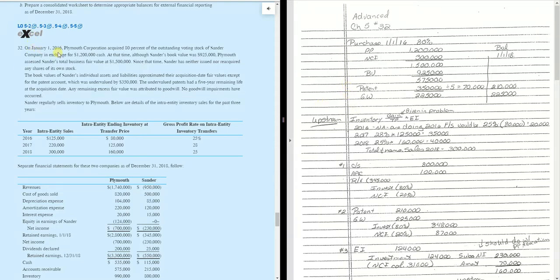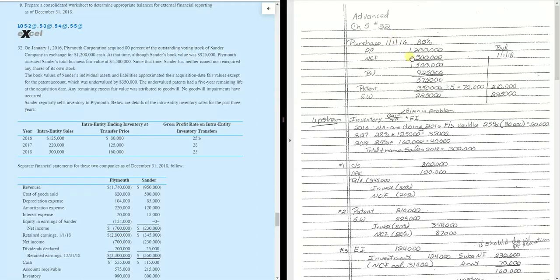So January 1, 2016, which is an important date, because I need to know how far to bring it forward. We acquired 80%, so that's also important, of the outstanding stock of Sander. So Sander is the sub, so sometimes I actually put that also. So I have Plymouth as the parent and Sander is the sub. A lot of times they have the parent start with a P and the sub start with an S. So Plymouth is the parent, Sander is the sub.